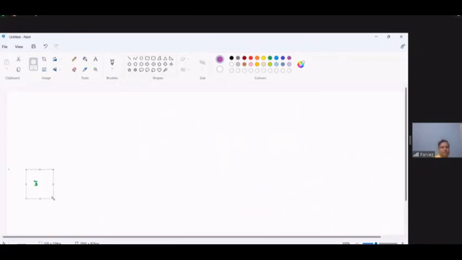Sir, can you post this in the group? Already posted in all the groups. And I asked you to take a screenshot when I showed it just now. Sigma by root 10, sir. Yeah, sigma by root n. I think I have posted it in the WhatsApp group, right?